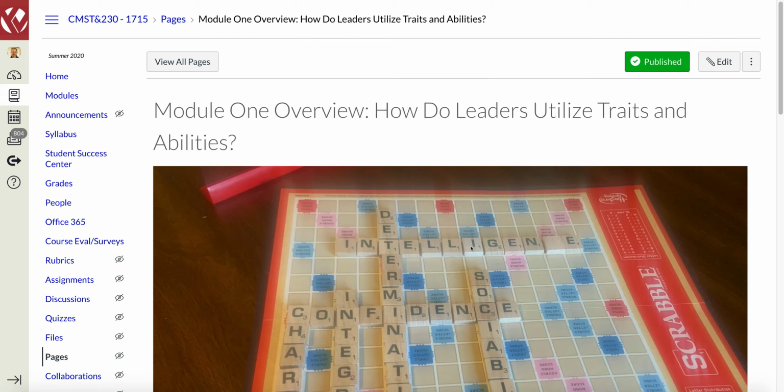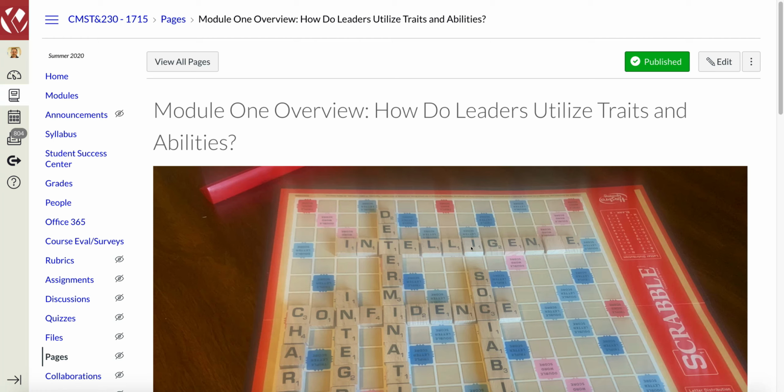So we're going to take a look at how a module is organized, and specifically, how am I supposed to know what to read and what videos to watch? The module is designed in such a way that you can walk through it and have a focus for your learning, and you can go through and see what you need to read, see what you need to do your quizzes on, and your discussion questions too.